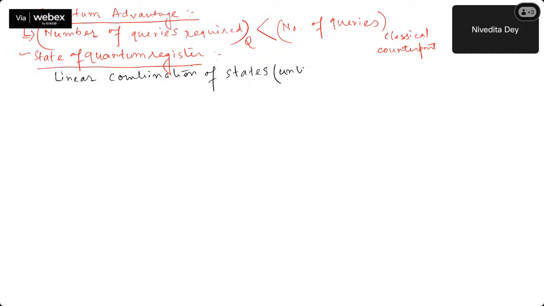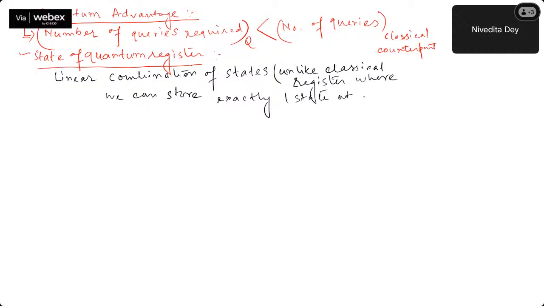So it's unlike a classical register, where we can store exactly one state at a time. If you're having any issue with understanding the handwriting and all, please let me know, because I'm writing it. Maybe there is some issue also.